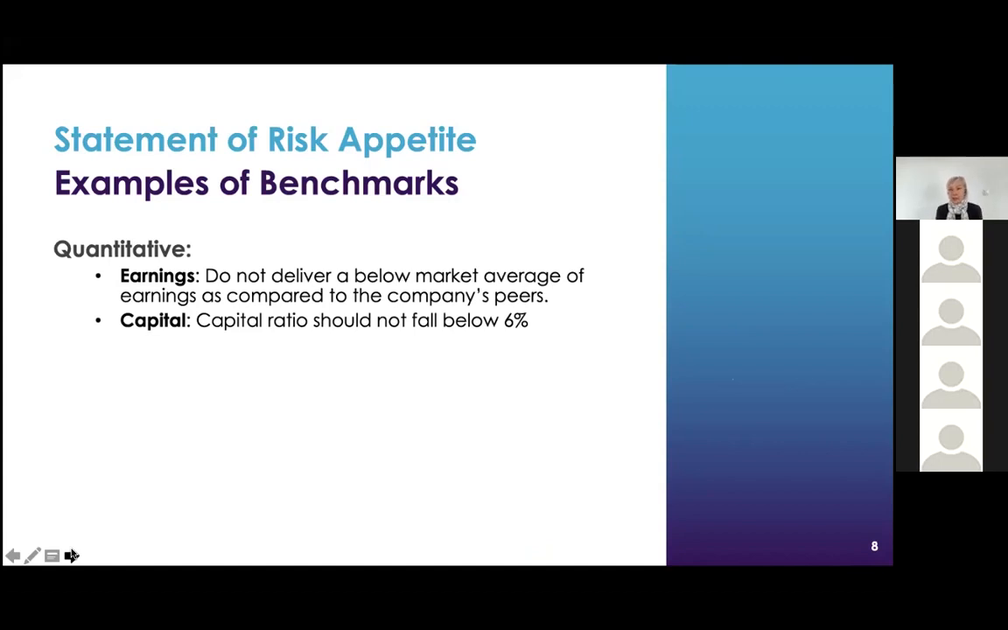Quantitative: earnings do not deliver compared to the company's peers. So what that is saying is annual earnings have to be on the same level as what the peers in your market are, maybe the comparable financial peers in Ghana. That could be a return on assets or return on equity, just looking at a percentage, maybe not a specific amount. They're just saying we want to be at least what the average is in the market. The other one could be the capital ratio, where you say capital to total assets would not fall below 6%.